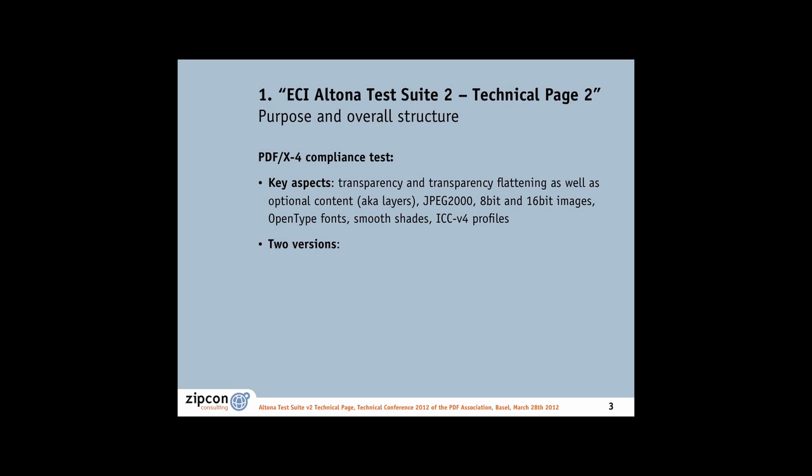So there are 2 versions available. They're available for download for free on the ECI webpage. One is where all the patches are available on a single page, on an A3 format page. And there's another one which is a multi-page PDF, where each page holds one patch so that you can focus on a specific property you want to test.